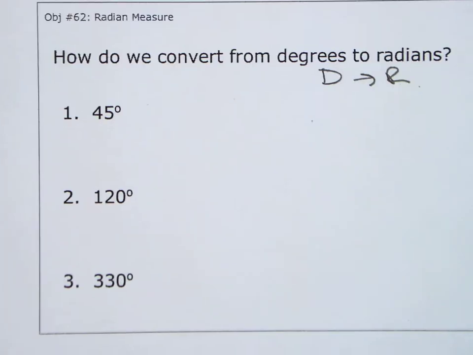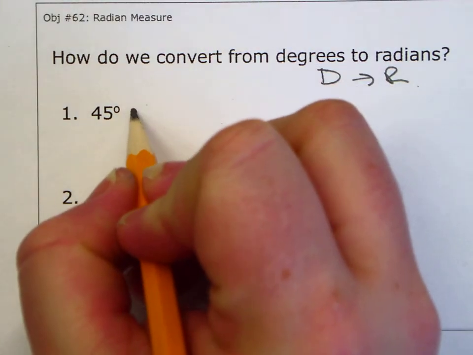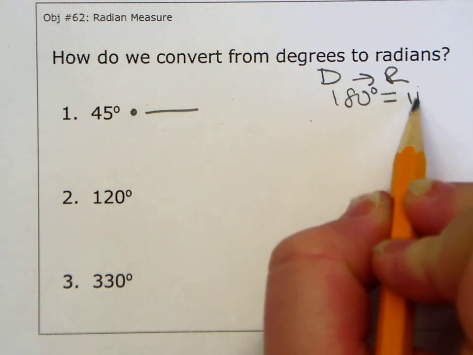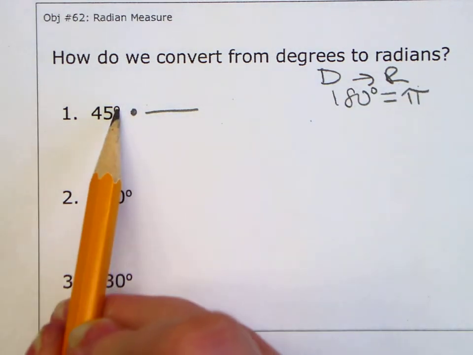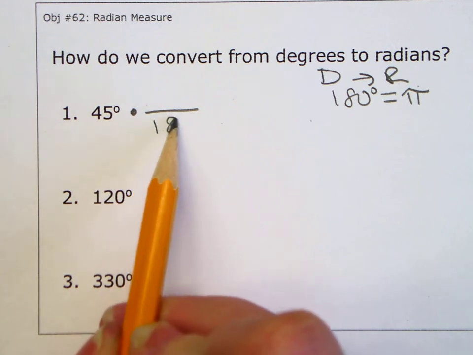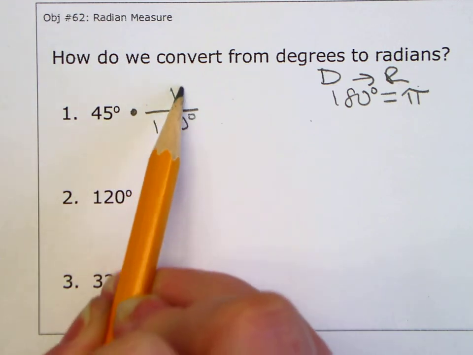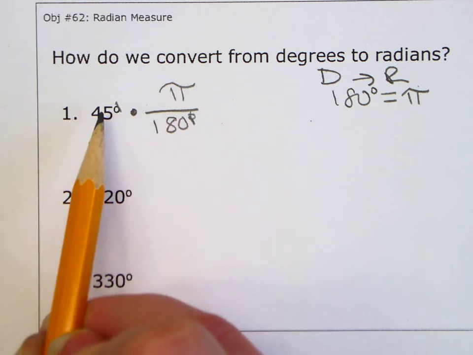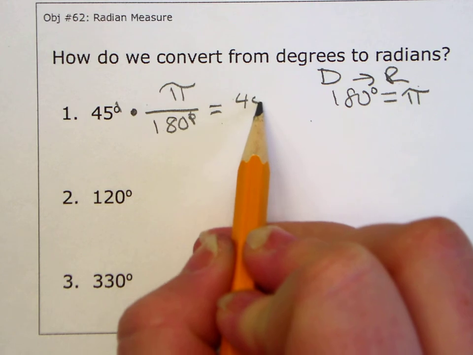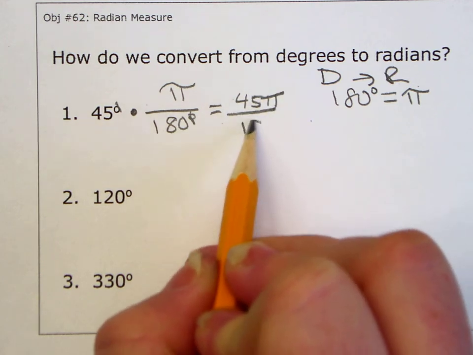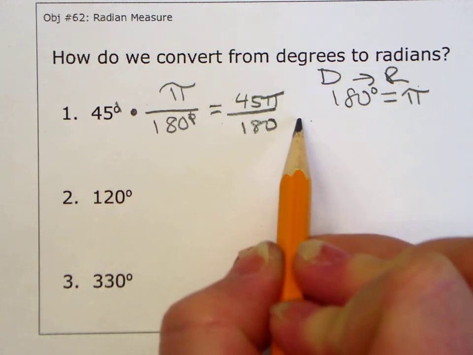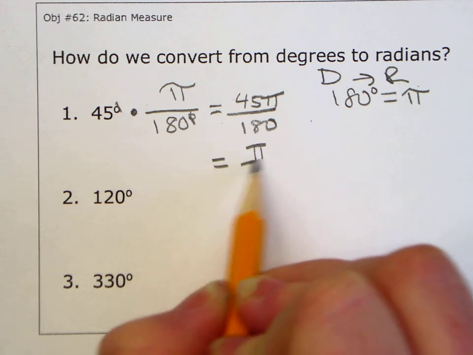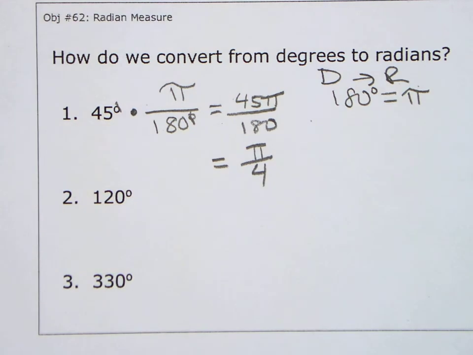Okay? All right, so we want the degrees to cancel. 180 degrees equals pi radians. So we want the degree to cancel, so the degree goes on the bottom. Pi on top. My little degree cancels. So I end up getting 45 pi over 180. And then we're just going to simplify the fraction. That equals 1/4. So pi over 4. Okay, that's it. Done.